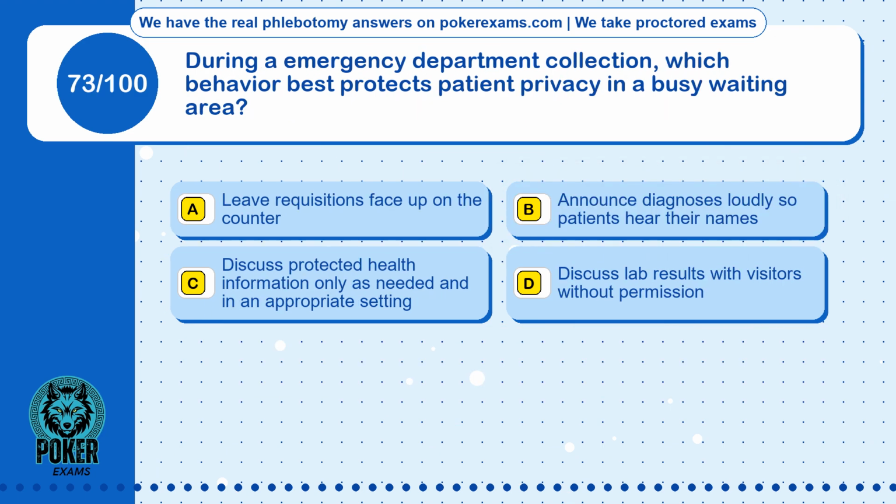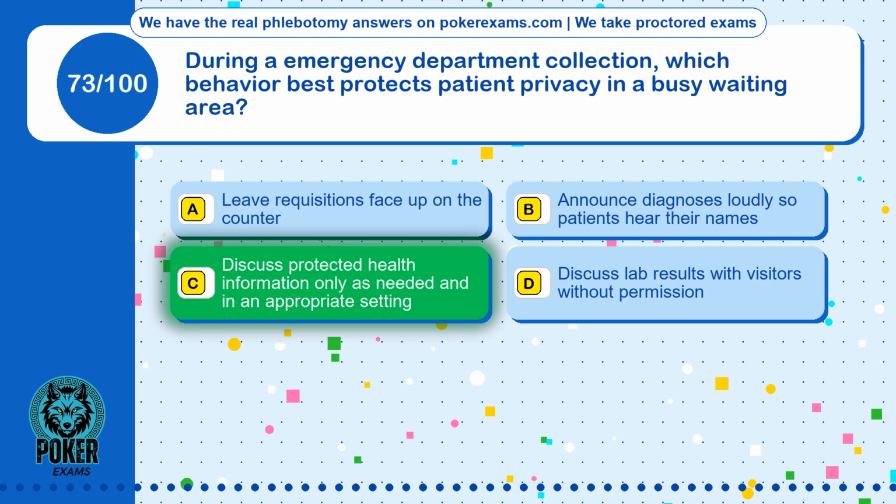Question 73. During an emergency department collection, which behavior best protects patient privacy in a busy waiting area? Option A. Leave requisitions face up on the counter. Option B. Announce diagnoses loudly so patients hear their names. Option C. Discuss protected health information only as needed and in an appropriate setting. Option D. Discuss lab results with visitors without permission.